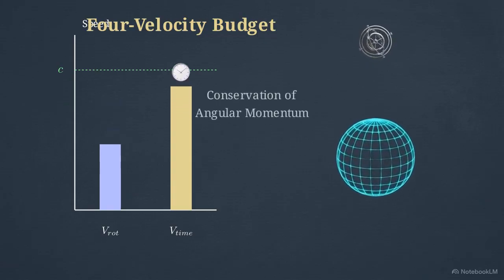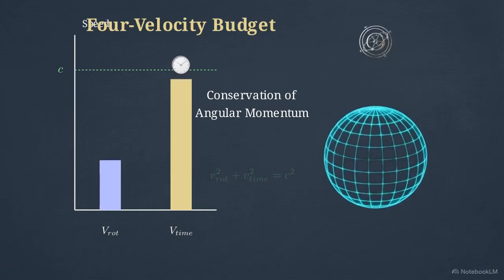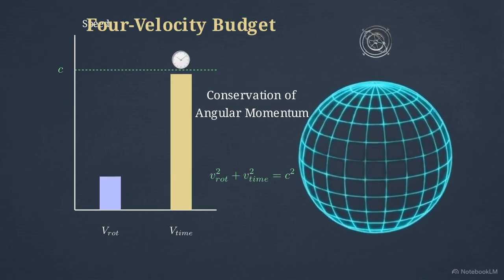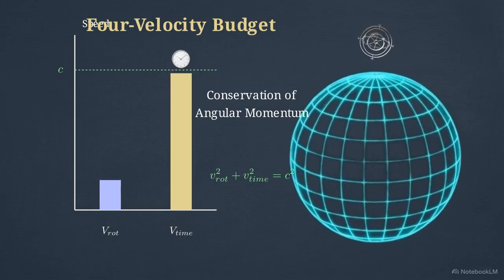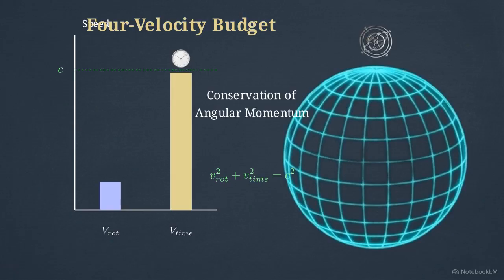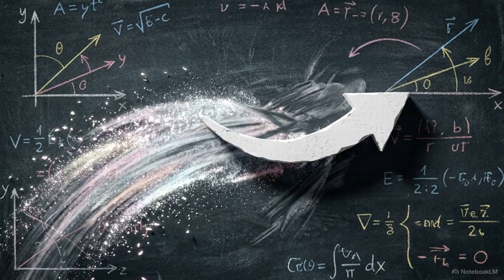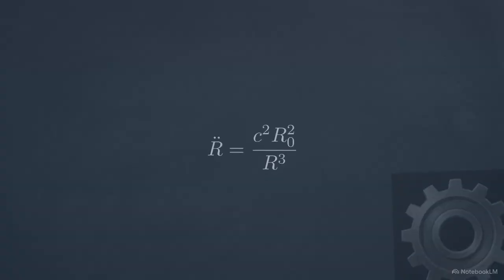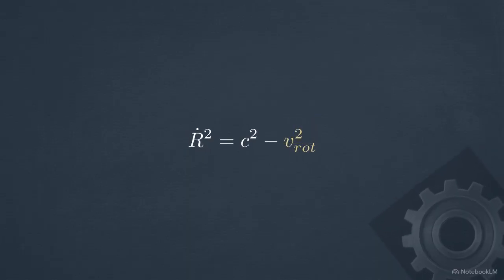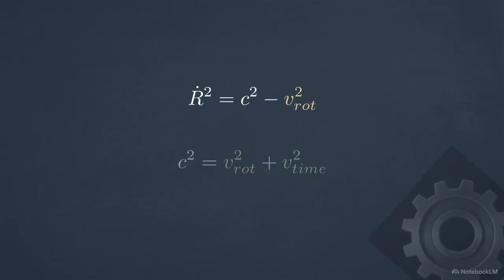To maintain stability, the angular momentum of this mass must be conserved. This conservation requires rotation to slow as the radius increases. As the rotation velocity drops, the unused portion of the velocity budget becomes available. This leftover velocity is what allows the membrane to physically expand. By integrating this centrifugal acceleration, we find that the expansion velocity of the membrane squared must equal the speed of light squared minus the rotation velocity squared.